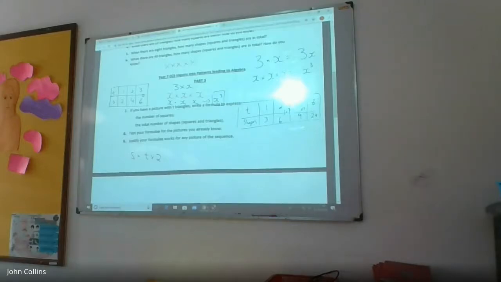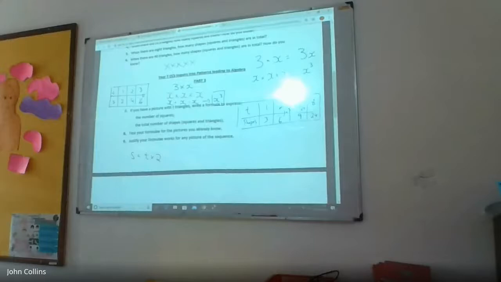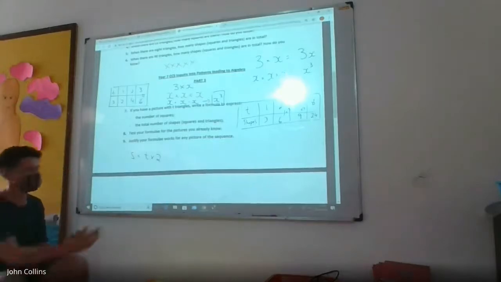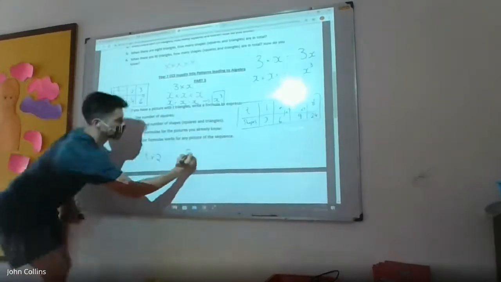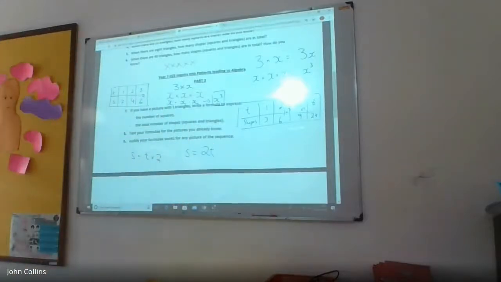All right. So I know this is not particularly rocket science, T times 2, but it is the start of our algebra adventure. So T times 2, I'm going to rewrite. S is equal to 2T. That's twice T. That's the answer for the number of squares. Squares equals twice T. That's the answer to question 7a.